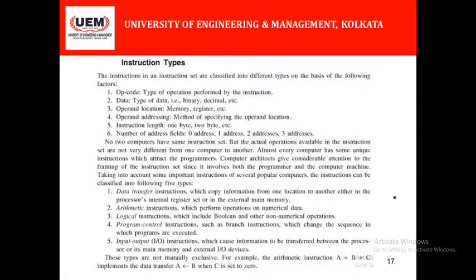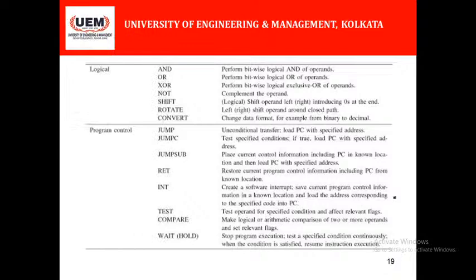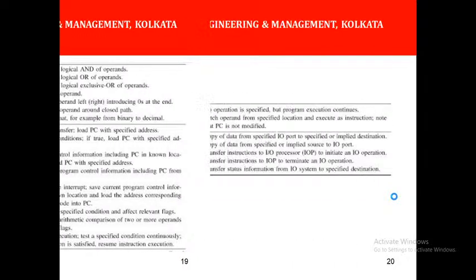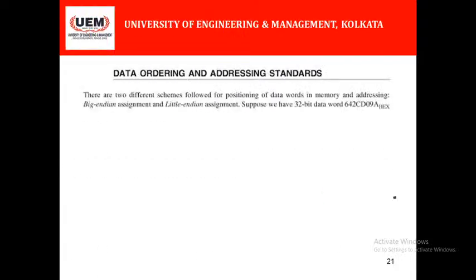Next, there are lots of instruction types: data transfer, arithmetic, logical, program control, etc. Data transfer instructions are such as move, load, store, exchange. Arithmetic instructions: add, sub, multiply, divide, etc. Logical: and, or, not, shift, rotate, convert. Program control: jump, call, return, interrupt, test, etc. And input output control: in, out, start IO, halt IO, test IO, etc.